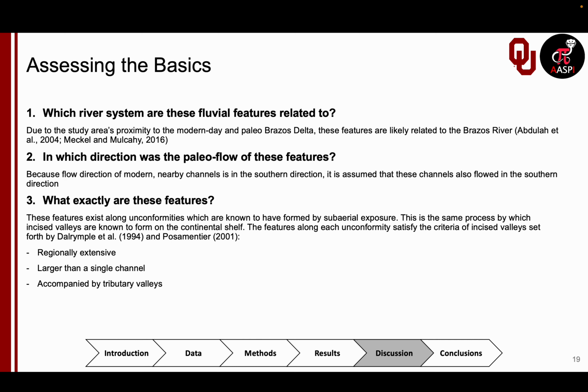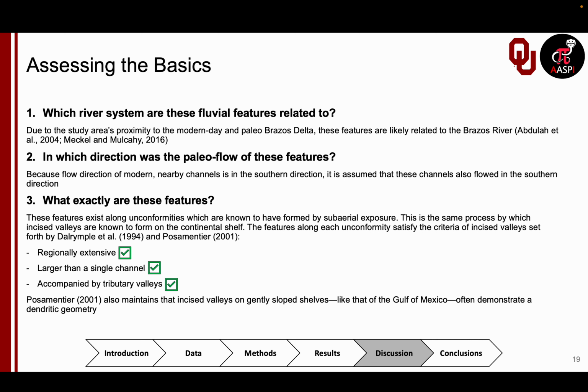So I started doing some research and found that Dalrymple and Postma-Tier have actually written papers on incised valleys and their criteria, and found that these features along each unconformity do satisfy the requirements to be classified as incised valleys. They are regionally extensive, they are larger than a single channel, and they are accompanied by tributary valleys. Also important, Postma-Tier in his 2001 paper says that incised valleys on gently sloped shelves, like that of the Gulf of Mexico, often demonstrate a dendritic geometry.